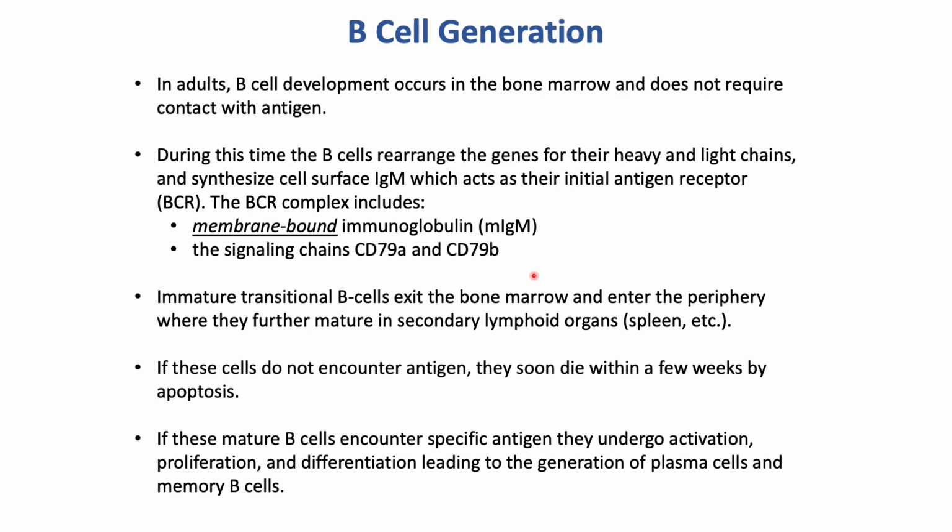The BCR complex includes membrane-bound immunoglobulin, that is, small m IgM, and the signaling chains CD79A and CD79B. The immature transitional B cells exit the bone marrow and enter the periphery, where they further mature in the secondary lymphoid organs like the spleen. If these cells do not encounter antigen, they will die within a few weeks by apoptosis. On the other hand, if these mature B cells encounter specific antigens, they undergo activation, proliferation, and differentiation, leading to the generation of plasma cells and memory B cells.